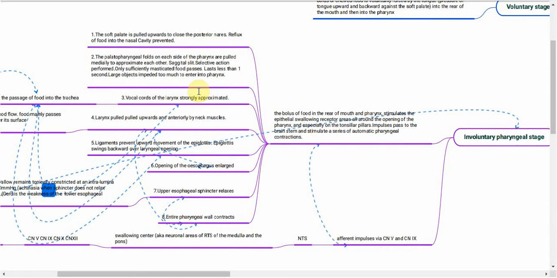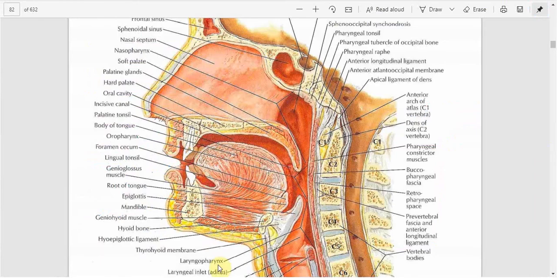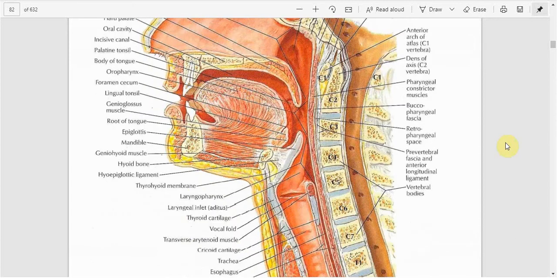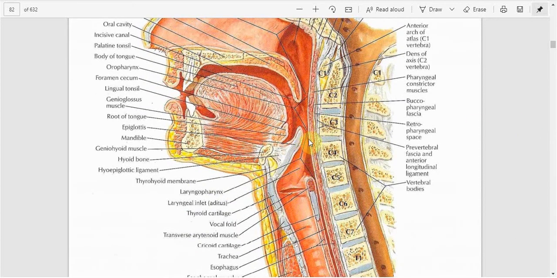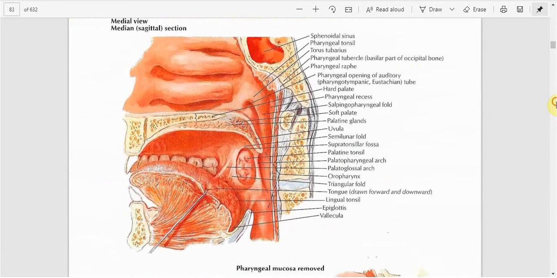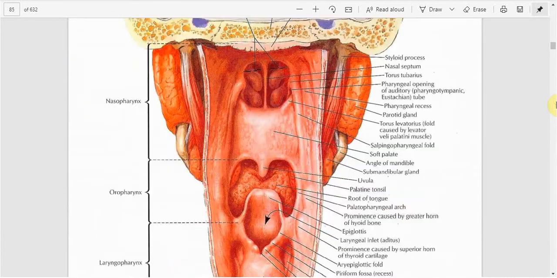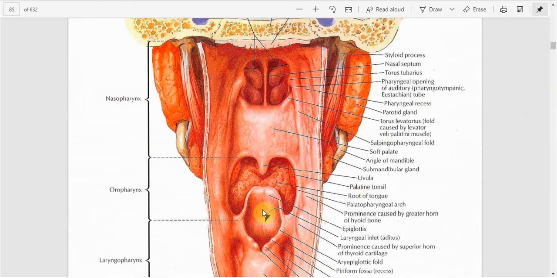Now the third thing that you want is that you don't want the food to reflux into the respiratory system, right? And we know that the laryngopharynx communicates anteriorly with the respiratory system via the laryngeal inlet. Right, this is the laryngeal inlet over here. This is the laryngeal inlet. It is even better seen in this image where the pharynx is cut open posteriorly. You can see this is the laryngeal inlet and this is the epiglottis, right?